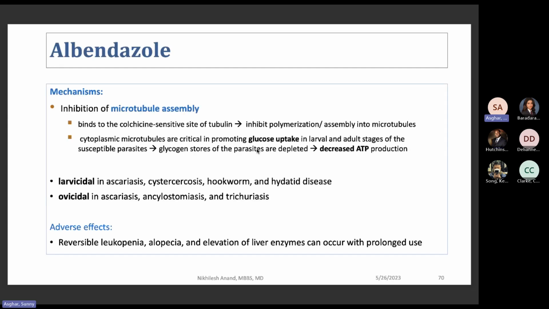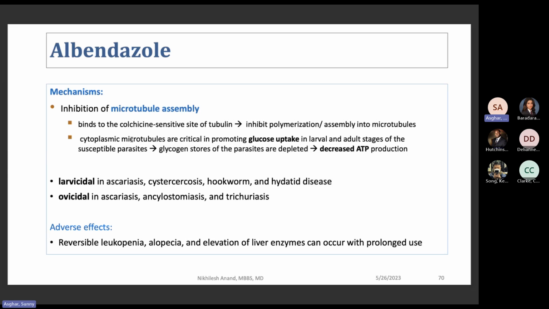So this is just here, and you guys can see it. Okay, so now you have your benzimidazoles, and these are specifically used for worms. Mechanism of action, same thing I've written out: they inhibit microtubule assembly. Over here you see that it binds to the colchicine-sensitive site of tubulin. So once it does that, what else is it doing?